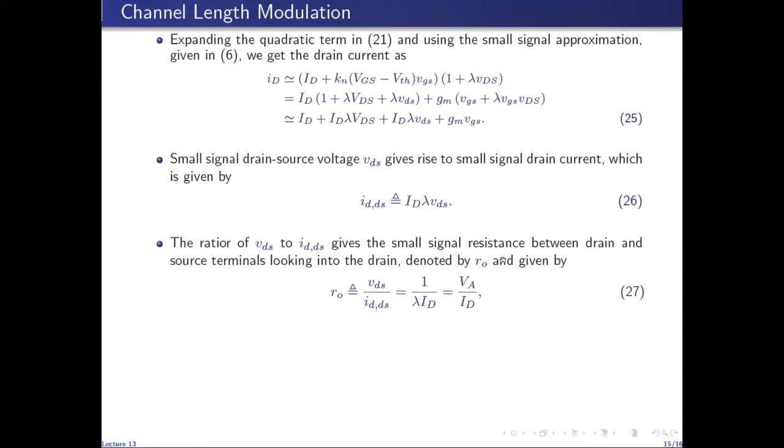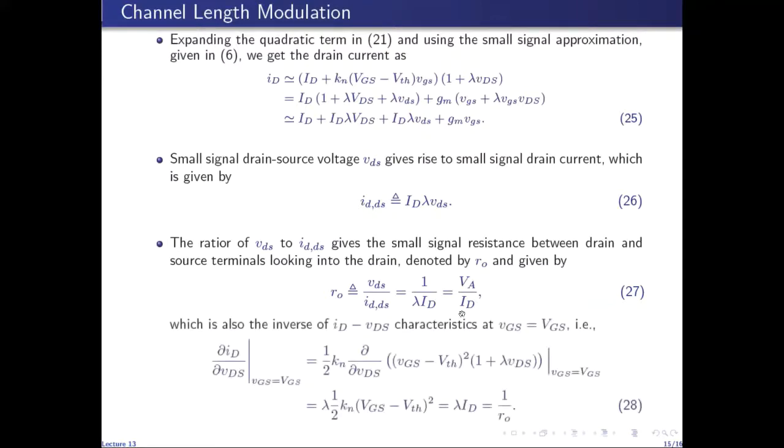And R0 is the small signal resistance between drain and source looking into the drain, because we are dividing it by the drain current, which is the response to the drain to source voltage. So VDS over small ID comma DS is equal to R0, which is defined as the small signal resistance between drain and source looking into the drain terminal, and it is given by VA over ID.